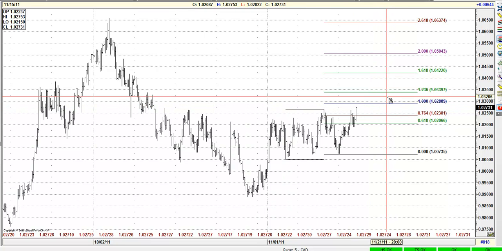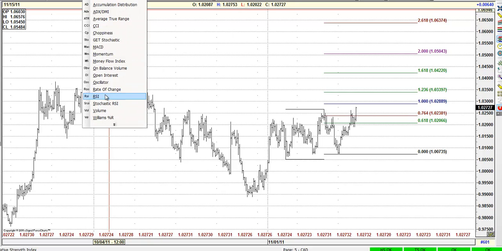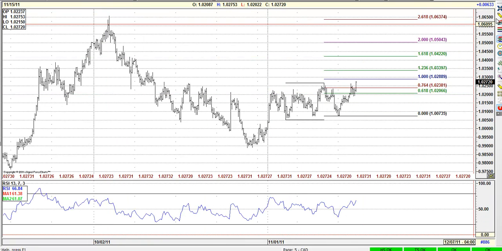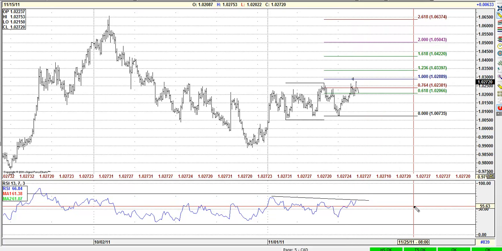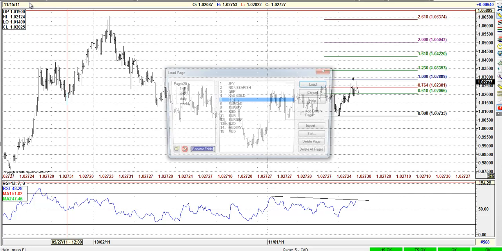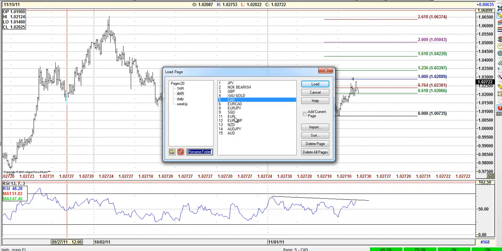Anyway, it looks corrective. Let me put again the RSI. Look at the divergence that you have right here with the highs. It looks corrective. That's what I've been saying all over. Now, a strong move can erase all that divergence.